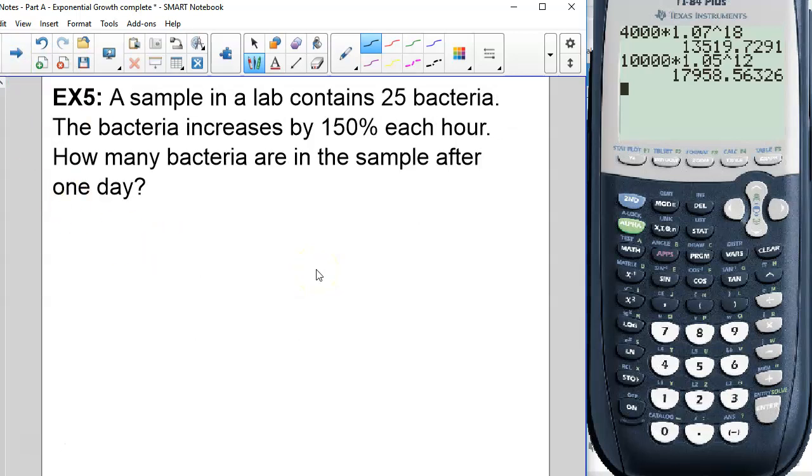All right, let's look at another example. Okay? This is a different context. So another time you see exponential growth is with a lot of things to do with science, specifically things like bacteria and viruses. So a sample in a lab contains 25 bacteria. The bacteria increase by 150% each hour. How many bacteria are in the sample after 1 day? Okay, so it's the same idea, but our B is going to be just a little bit different.